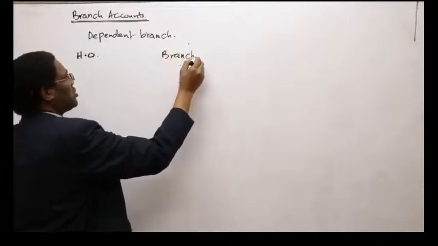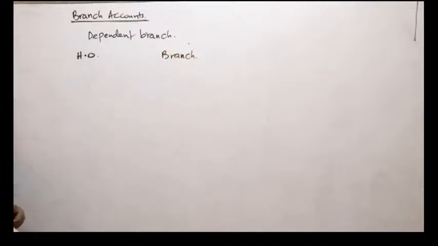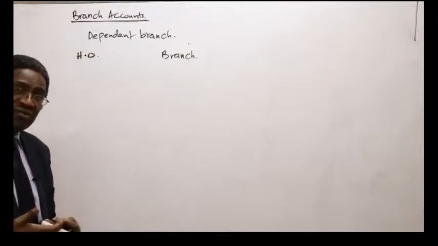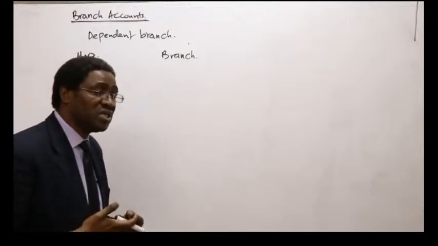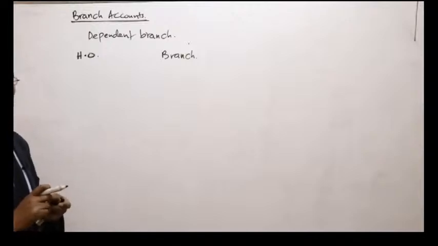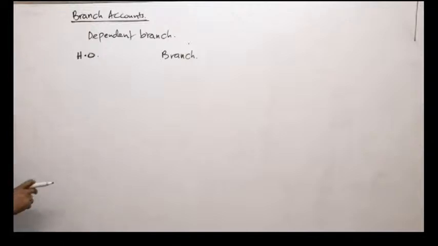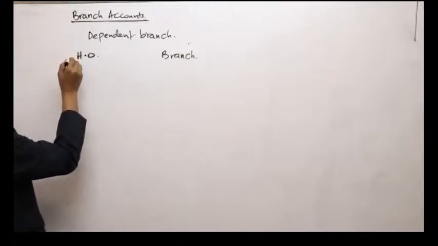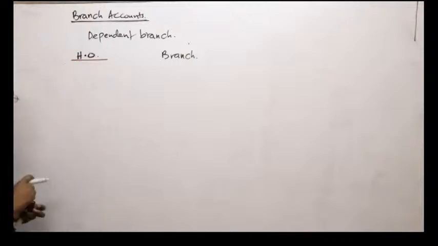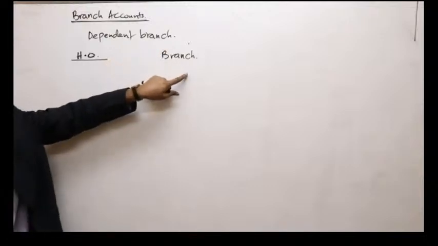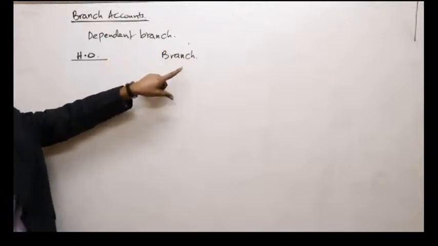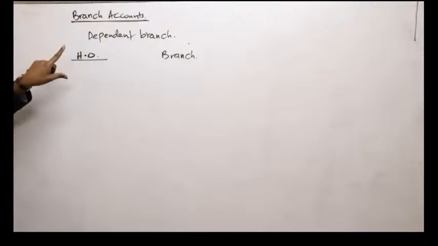The branch that you have, which is selling the goods on your behalf, does not maintain accounts of its own. All the records of the branch, every time you as a head office are transacting with your branch, are maintained at the head office.